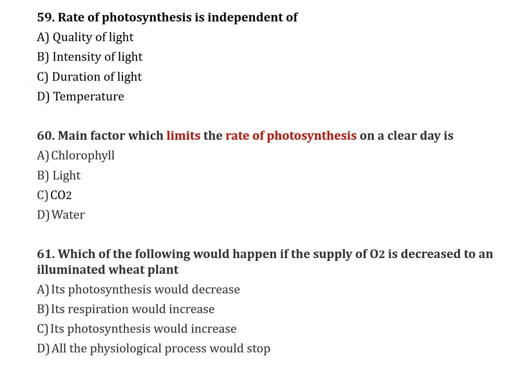Rate of photosynthesis is independent of option A, quality of light. Option B, intensity of light. Option C, duration of light. Option D, temperature. Correct answer is option C, duration of light. The next question number 60.